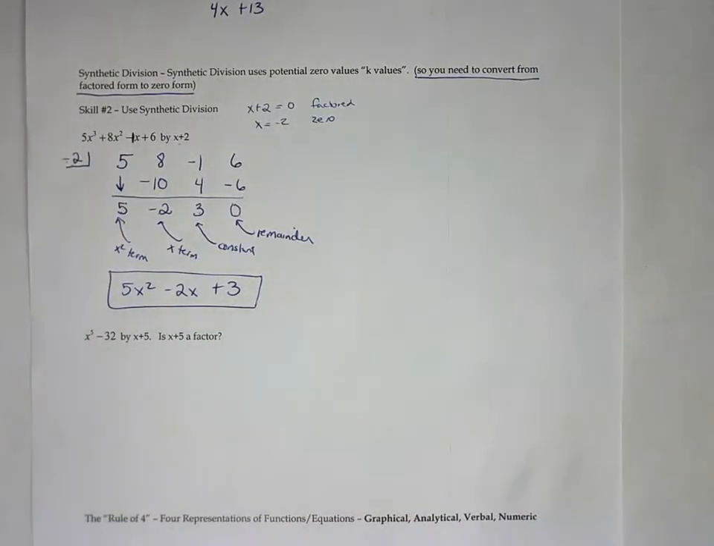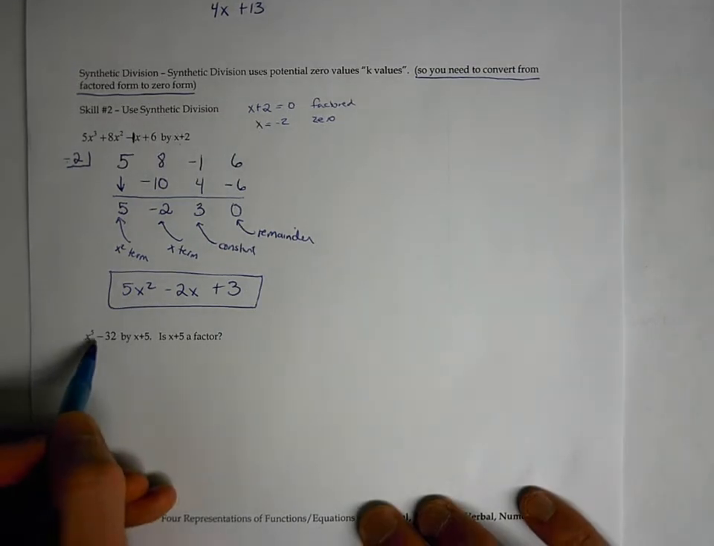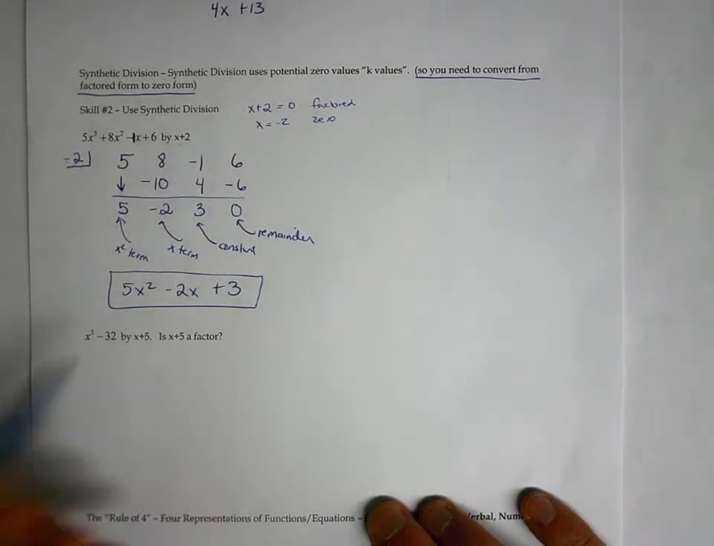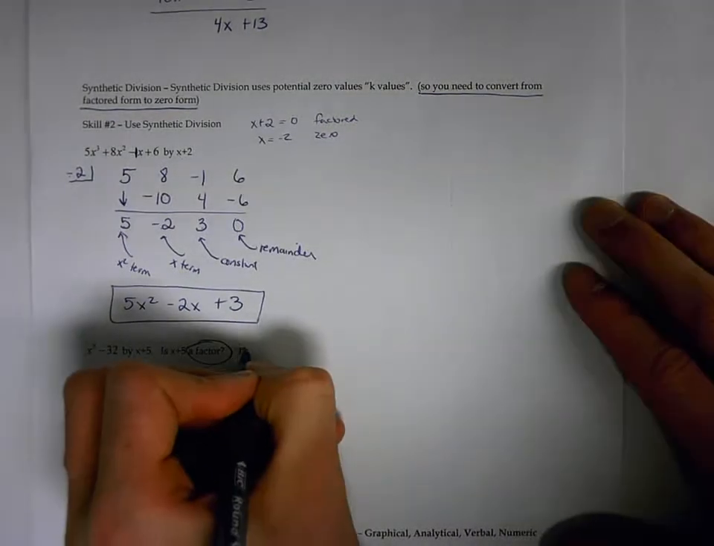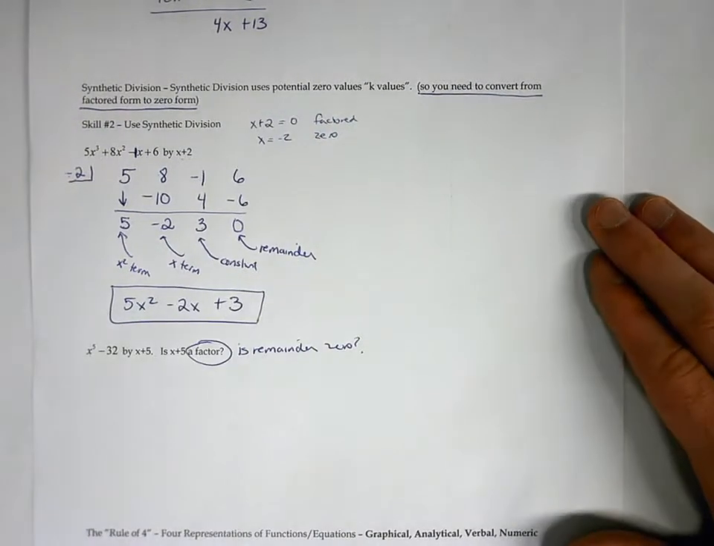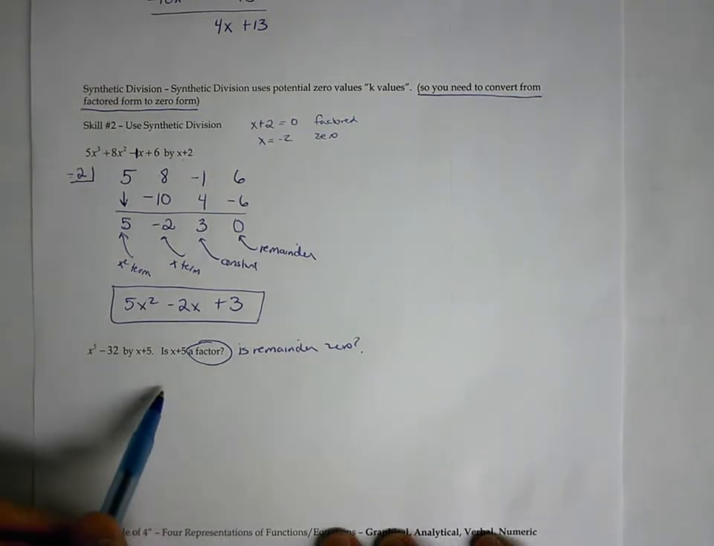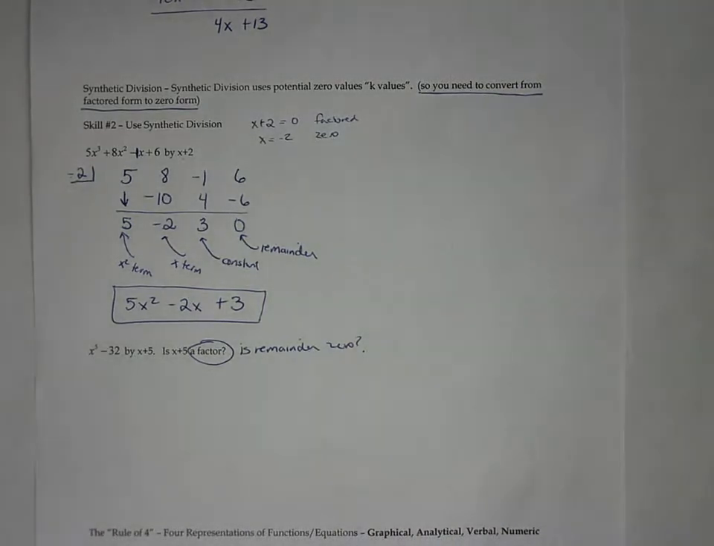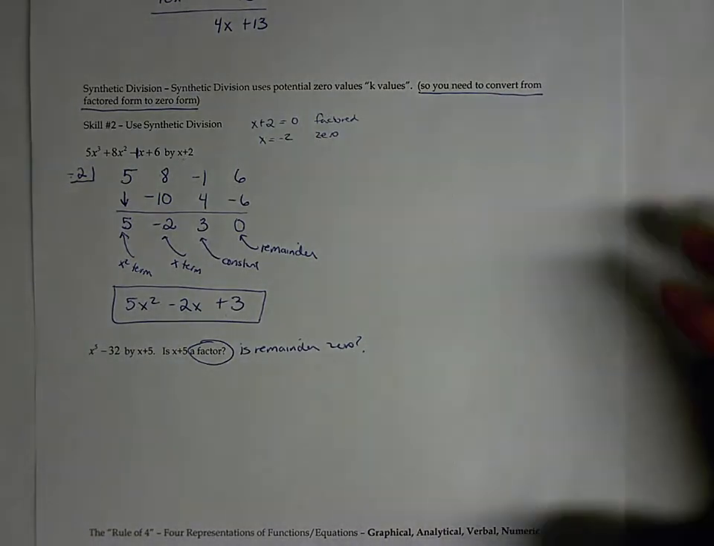The second example of synthetic division deals with checking for factors. I want to know, do I have a factor? And here, x to the 5th minus 32 divided by x plus 5. Is x plus 5 a factor? And remember, the question about being a factor is, is the remainder 0? That's going to be our determining question. So for this one, we could set it up saying x to the 5th plus 0x to the 4th plus 0x cubed plus 0x squared plus 0x minus 32 divided by x plus 5. Or we could just use synthetic division and do this really quickly.